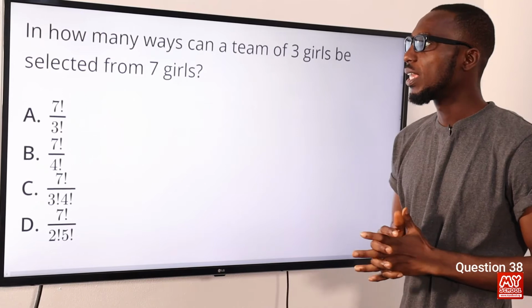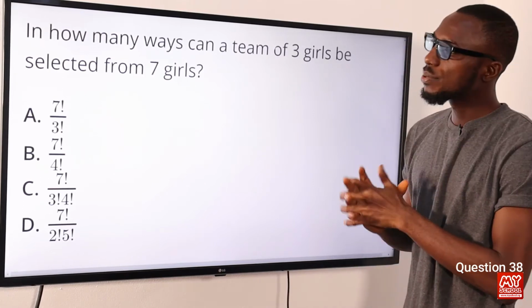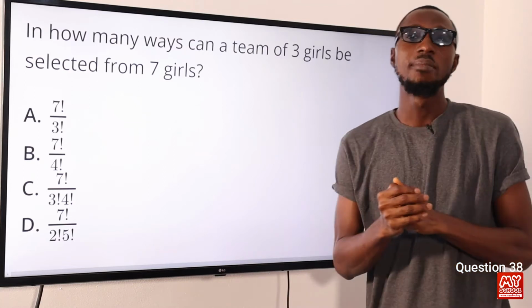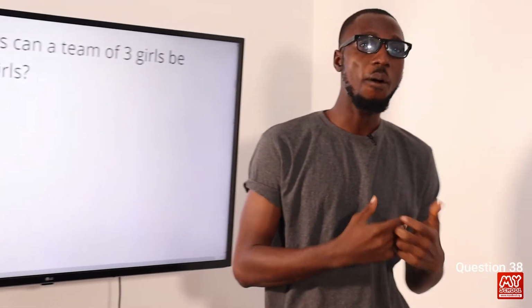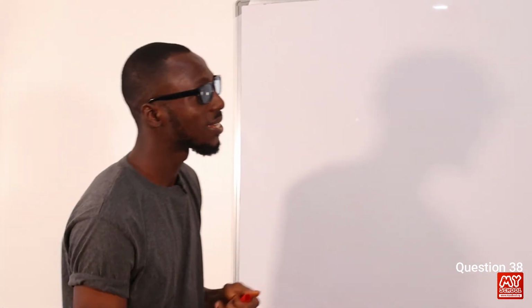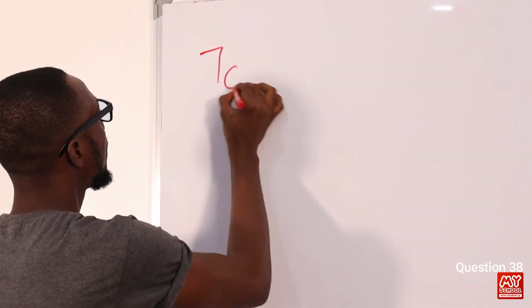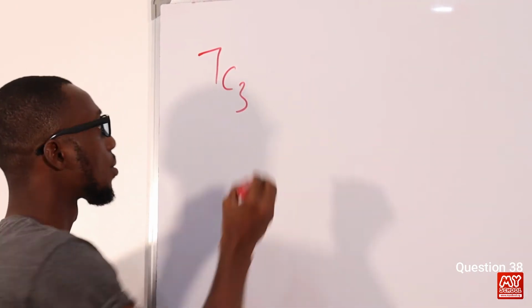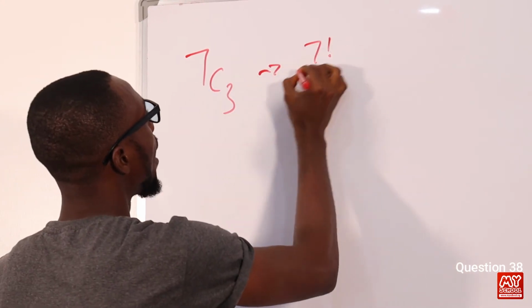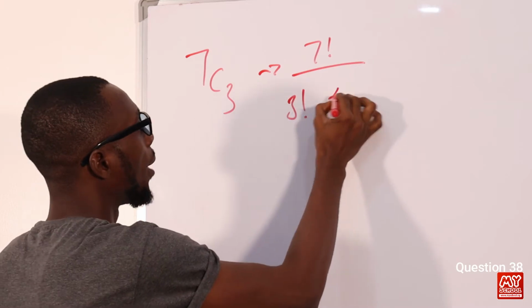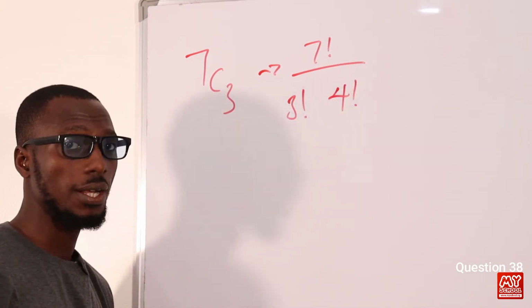38. In how many ways can a team of 3 girls be selected from 7 girls? Okay, so remember we have permutation, we have combination. Permutation is about arrangement, combination is about selection. So we are told to select 3 girls from 7 girls. That will be 7 factorial over 3 factorial, 7 minus 3 factorial, that is 4 factorial.